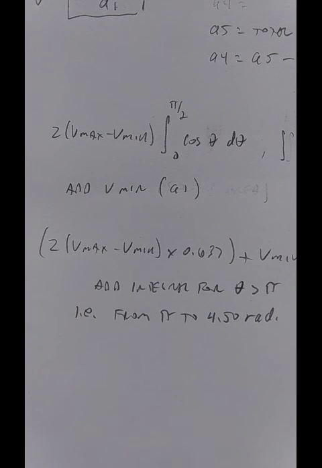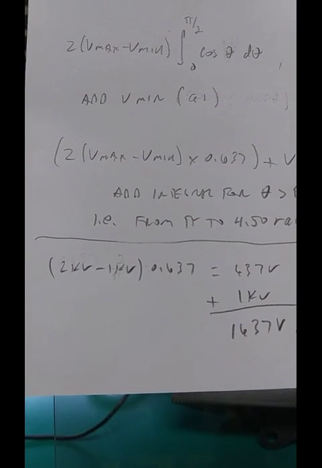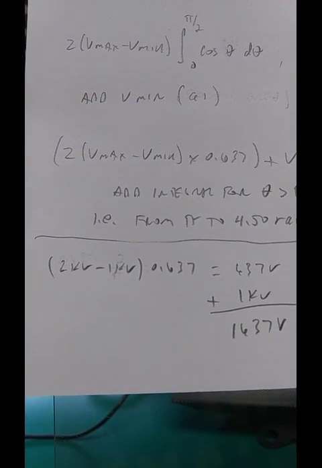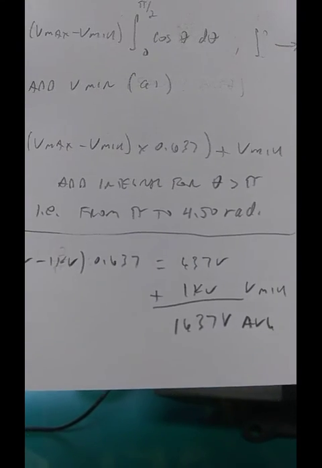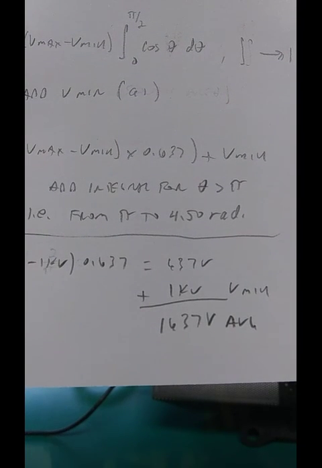So it's noticeable. As a formula, we take the plate swing, 2 kV minus 1 kV, which is 1 kV, and multiply it by the average conversion, that is 0.637. That obviously gives 637 volts. The minimum plate voltage is 1 kV. Add that together, we get an average plate voltage of 1637 volts.